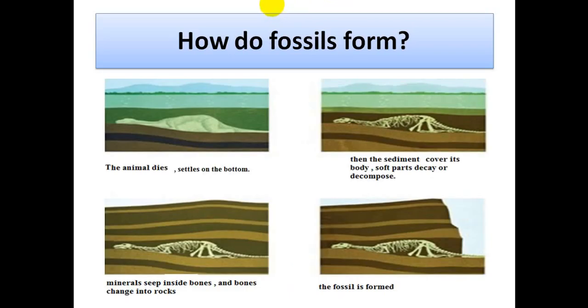How do fossils form? When the animal dies, it settles down on the bottom. Then the soft parts decay, and the sediment covers the body, leaving only the hard parts like bones, teeth and shells. For this animal, we have the teeth and the bones. After this, minerals seep inside the bones, and by the time they change the bone into rock. Here, last step, the fossil is formed.